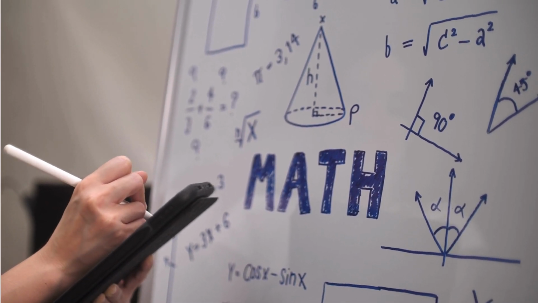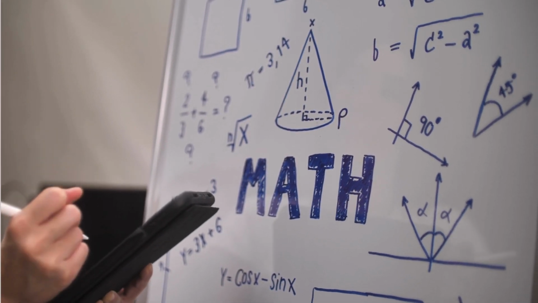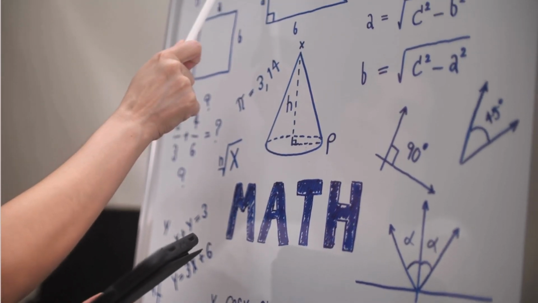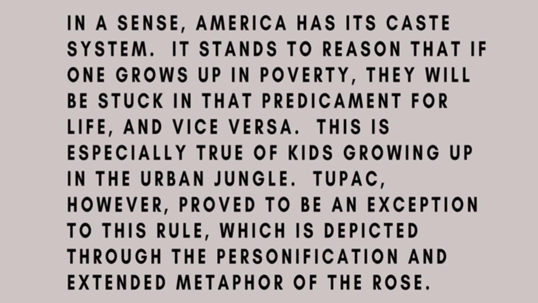And again, just to reiterate, when you answer the construction of meaning question, that comprises the thesis statement. So check this out. In a sense, America has its caste system. It stands to reason that if one grows up in poverty, they will be stuck in that predicament for life and vice versa. This is especially true of kids growing up in the urban jungle.